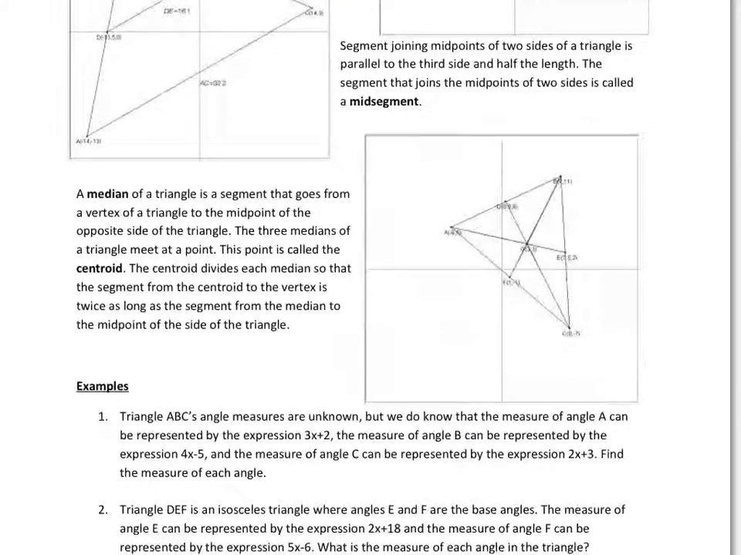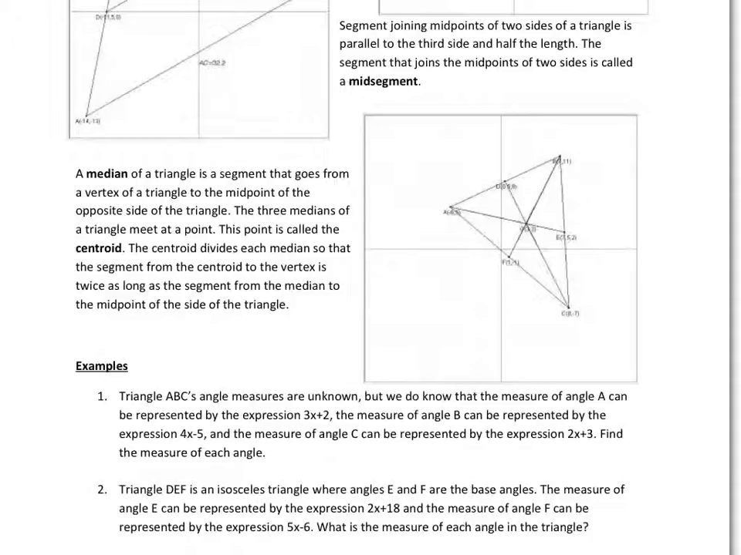A median of a triangle is a segment that goes from the vertex of a triangle to the midpoint of the opposite side. So you can draw all three of those, and when you do, the segments will always meet at a point called the centroid. And then the centroid divides each median so that the segment from the centroid to the vertex is twice as long as it is from the centroid to the midpoint of the opposite side.